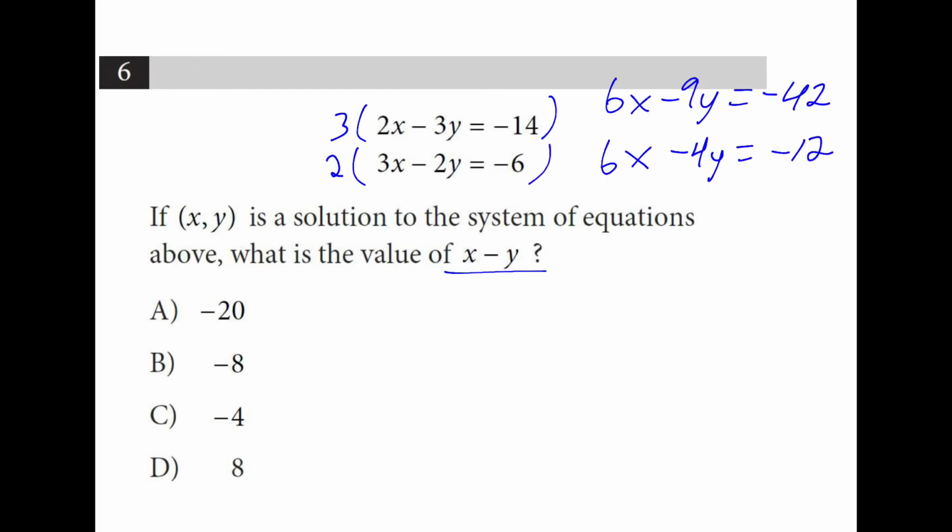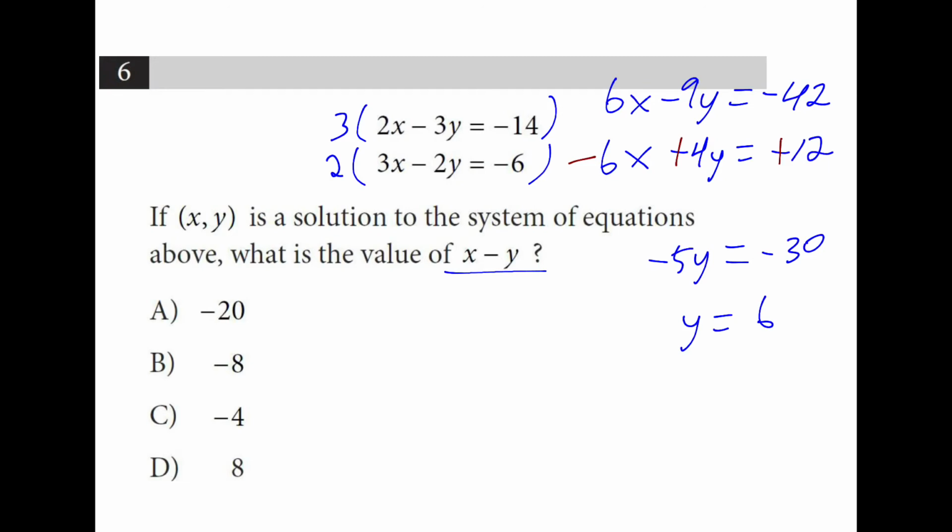If I want to use elimination, I can subtract all 3 columns straight down. If I do so, the x's go away. And remember, because I'm subtracting, this is minus 6x, this is plus 4y, and this is plus 12, effectively. So I'm left with negative 5y is equal to a negative 30. And if I divide, I get that y is equal to 6.